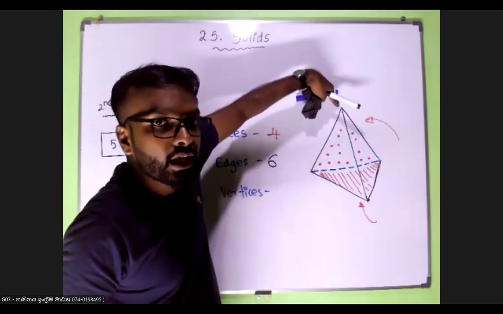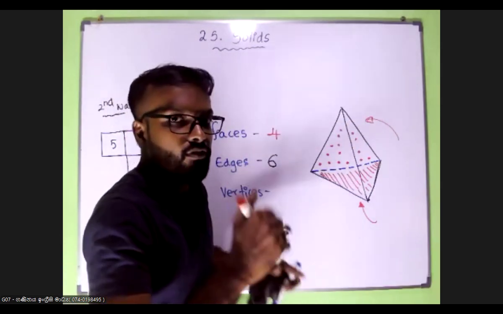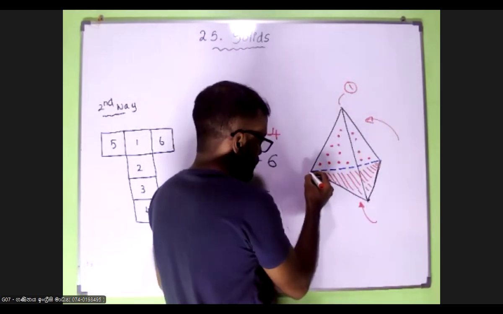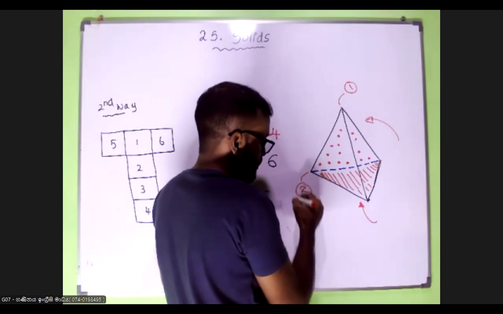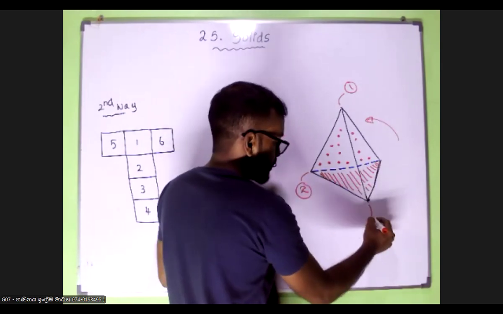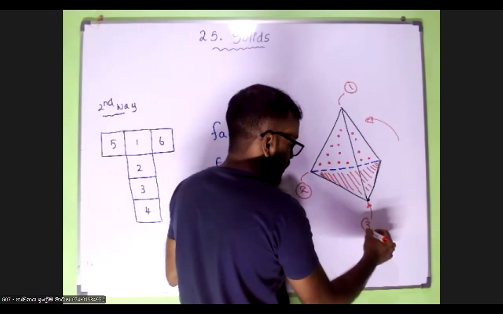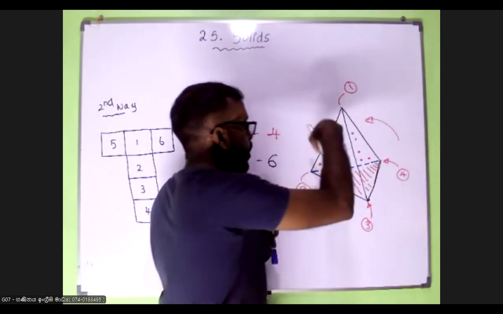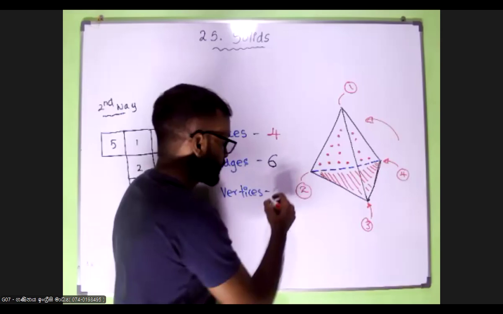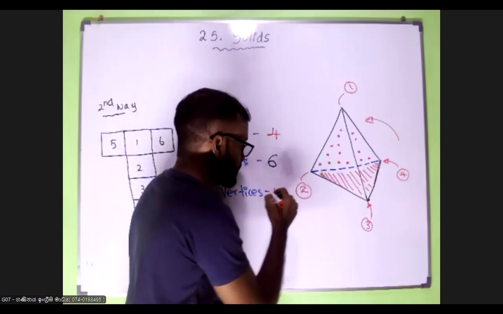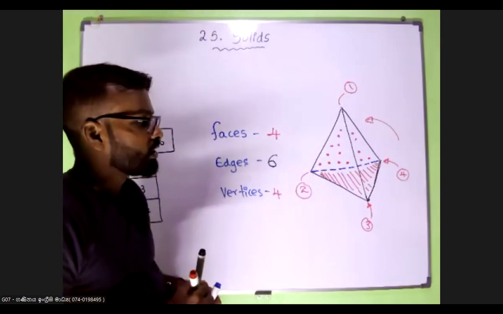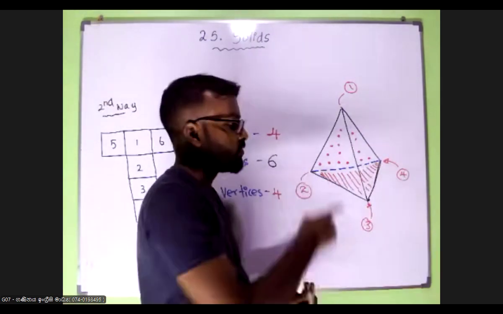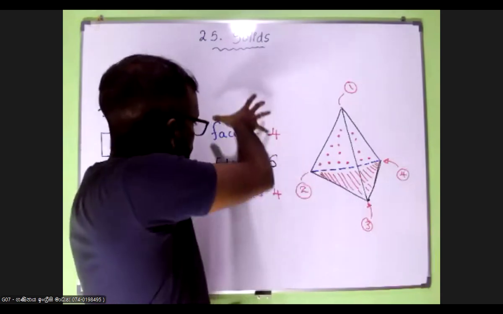And the number of vertices, how do we count? The first one, second one, third one, and fourth one. How many vertices are there? 4 vertices. If you want, you can draw this one and write this down.